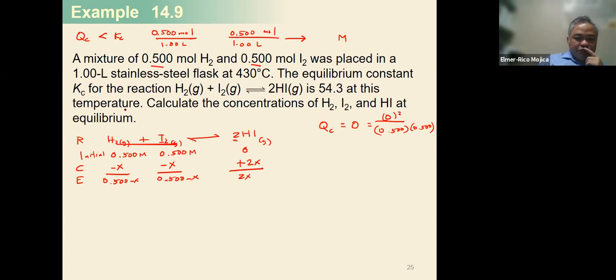Why do you say 0.5 minus x? Because that's what happened during the equilibrium. The initial concentration that you have was reduced by X amount. For the reactant, whatever you have at equilibrium is just equal to whatever you have initially plus the changes that you have, which is 2x. And what you're going to do now is express it in terms of Kc. How do you express Kc here?